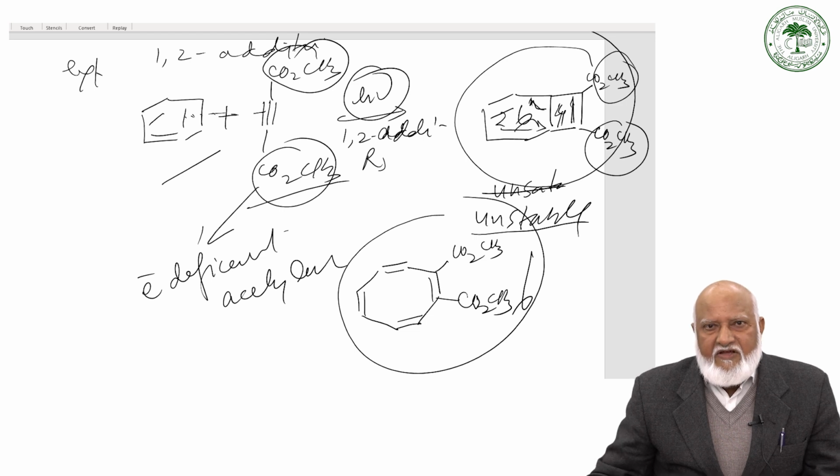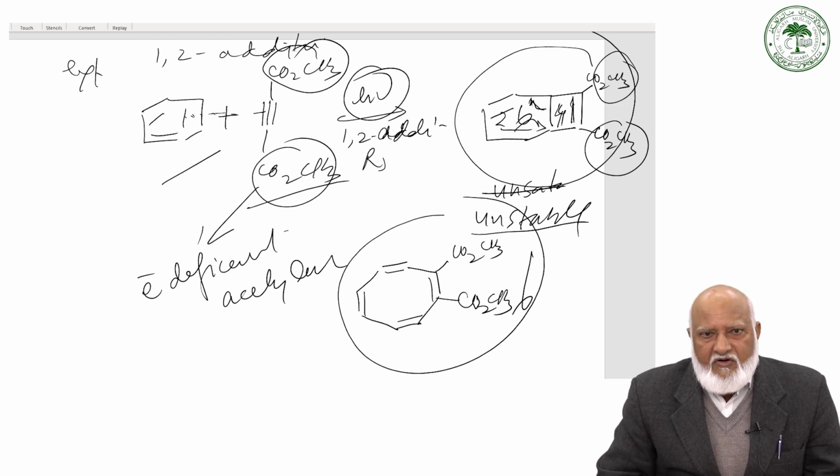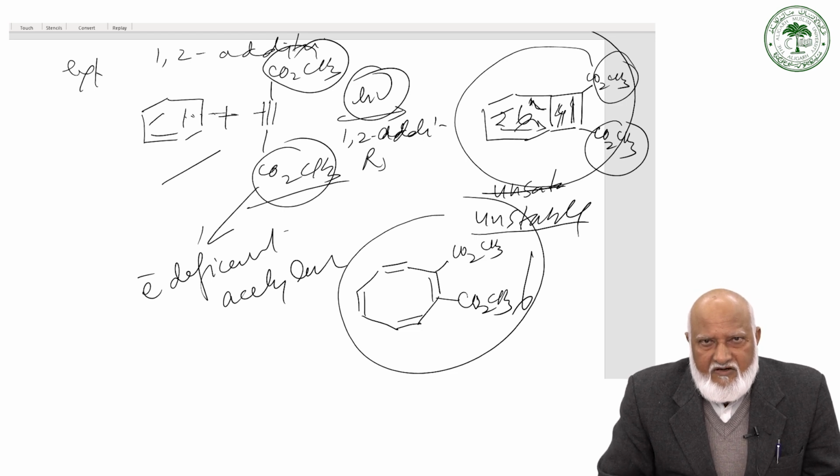So these are a few examples of 1,2 addition of benzene to alkenes, and in the coming lecture we will discuss how benzene undergoes 1,3 addition as well as 1,4 addition. Thank you very much.